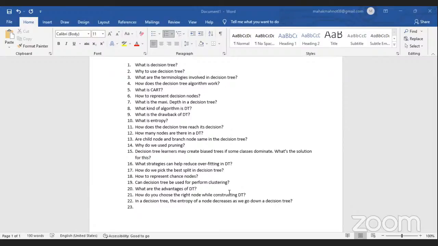So this statement is true. The entropy will decrease as we go down. And entropy helps us to determine the impurity of a node. And as we go down the decision tree, the entropy decreases. That is the purpose of creating the decision tree only, to reduce the entropy. Clear? The entropy decreases as we go down. Next question.